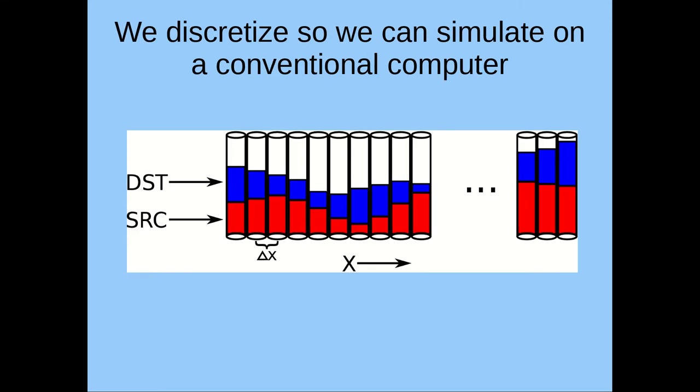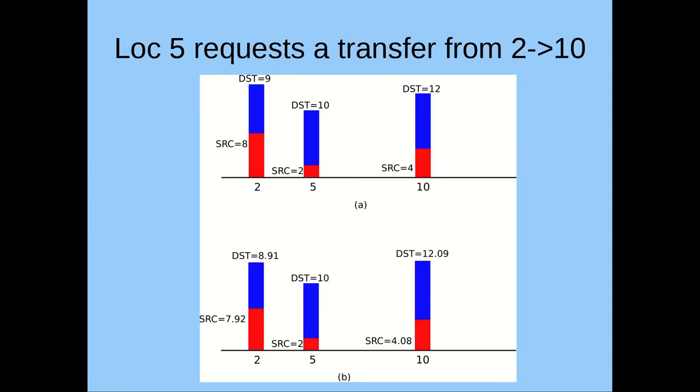All right, we have to discretize to run this on a PC because PCs don't understand continuity. So we break our space into these really tiny spatial regions called delta x, and we break time into these tiny time regions called delta t, and we approximate this. Eventually we won't build one of these things. But to simulate this on a PC, we've got to discretize. So we can think of this as a bunch of little tiny test tubes, each filled with a certain amount of source and destination. And each test tube is specifying a transfer.